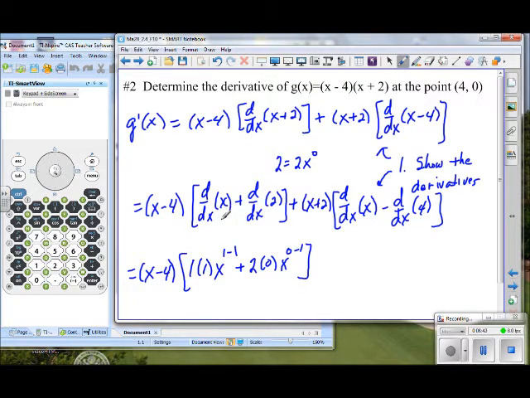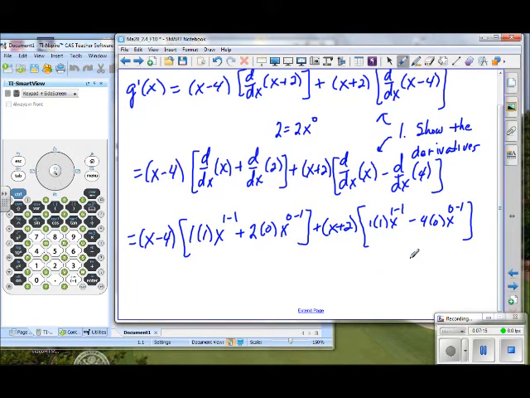So this is the derivative of x, and this is the derivative of 2, plus, and now we have our plus x plus 2, so we're using this, times, and we have again the derivative of x, so that's 1 times 1, x to the 1 minus 1, minus the derivative of 4, and again that'd be 4 to the x times x to the 0, so we have 4 times 0, x to the 0 minus 1. And so our second step, which we just did, was to actually take the derivatives.